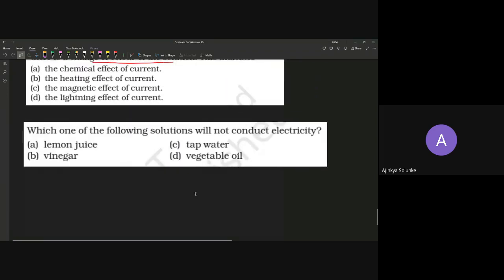Now, as you know, some solutions are good conductors, some solutions are not good conductors, right? They're asking us which of the following solutions will not conduct electricity: lemon juice, tap water, vinegar, vegetable oil. Vegetable oil. Obviously, vegetable oil, because it doesn't have ions. Lemon juice and vinegar are acids, so definitely they will conduct electricity. Tap water has a lot of impurities, so this will also conduct electricity, but vegetable oil will not conduct electricity.